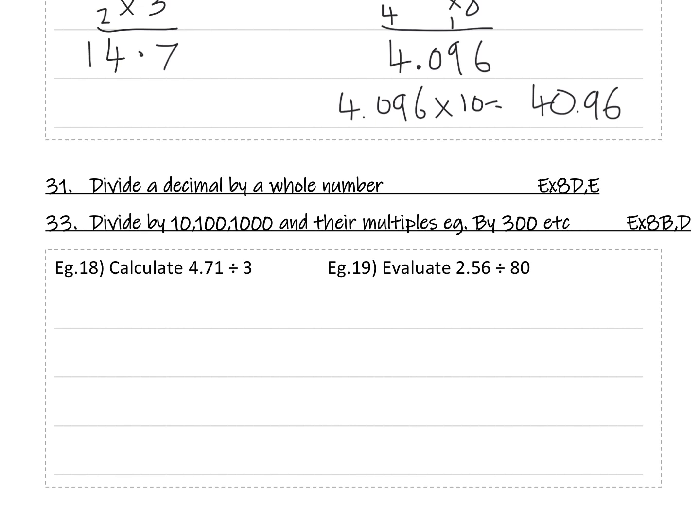Divide a decimal by a whole number and divide by 10, 100, 1000 and their multiples. Pause the video and give examples 18 and 19 a go.